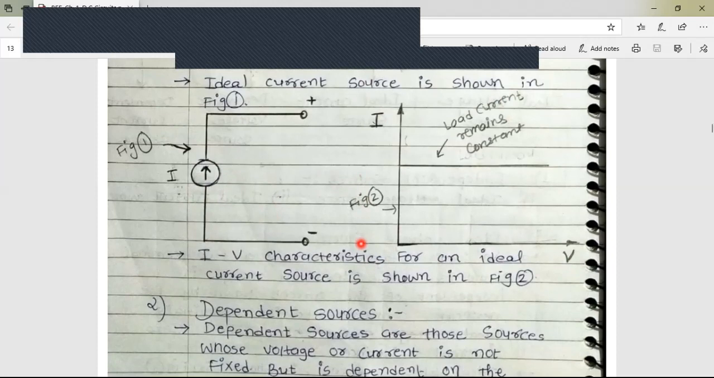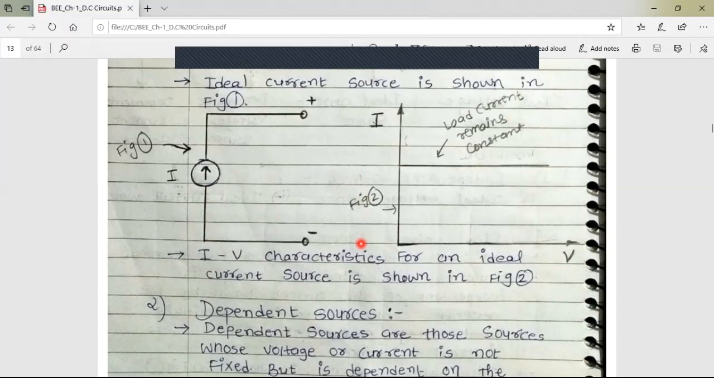So basically, you have to keep in mind that in independent sources, neither quantity depends on the other quantity. If it is a voltage source, then its voltage is independent of the current drawn by the network. Similarly, vice versa in the case of a current source.